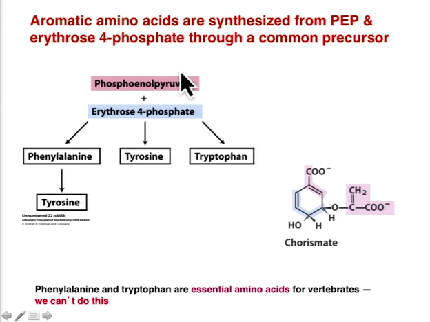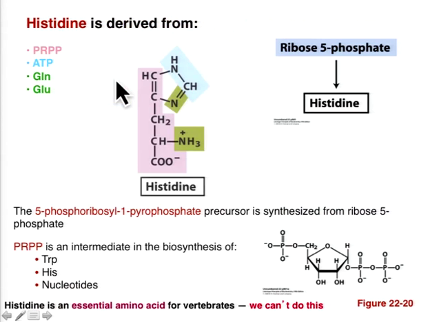We can stitch together these molecules to make the beginning molecules used in the synthesis of aromatic amino acids. This is an important precursor in the synthesis of aromatic amino acids. Phenylalanine and tryptophan are essential. So the pathways that stitch these molecules together are found in plant cells. And so the plant cells make those amino acids, and then animals eat them up.